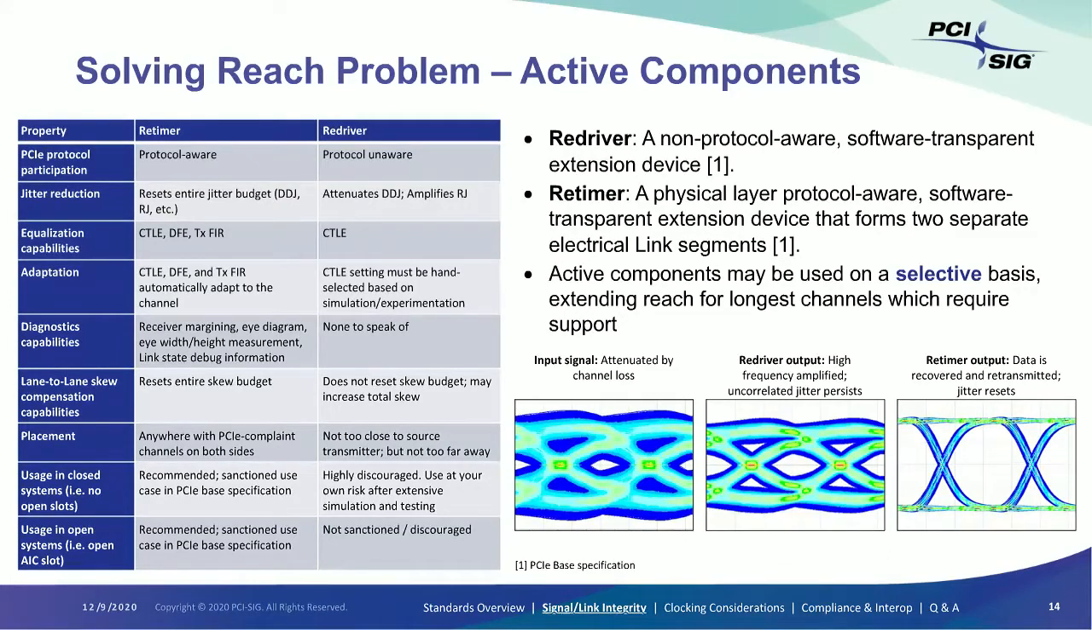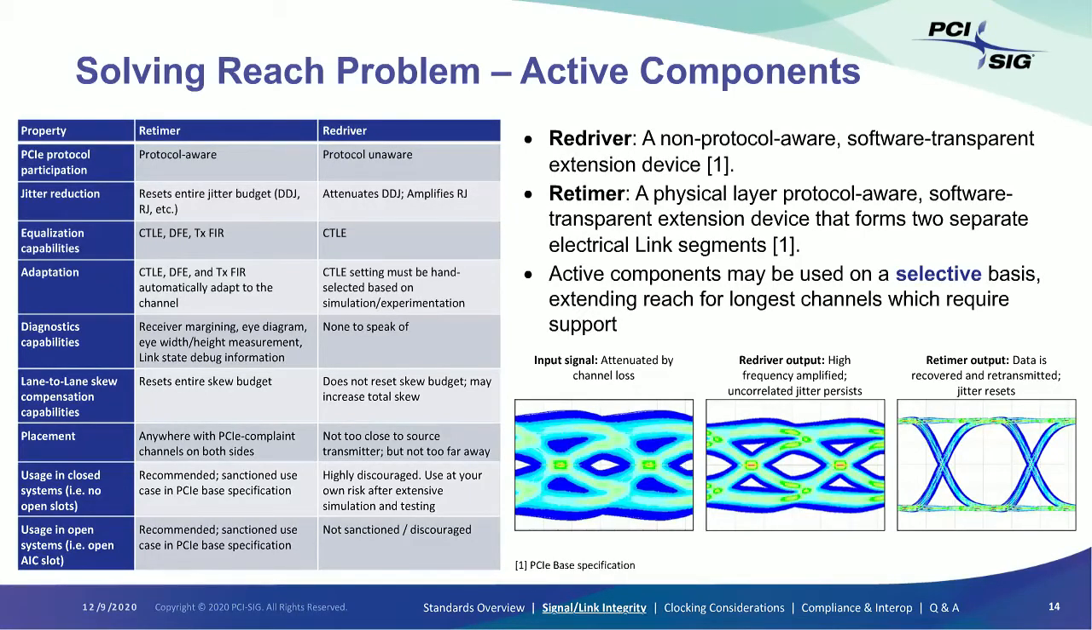And because the retimer actually samples, recovers, and retransmits the signal, this component will segment the PCI Express link into two segments, which can have the full PCI Express loss budget on either side. So it's essentially doubling the reach of a PCI Express channel.